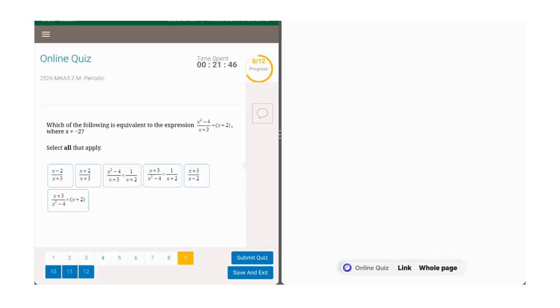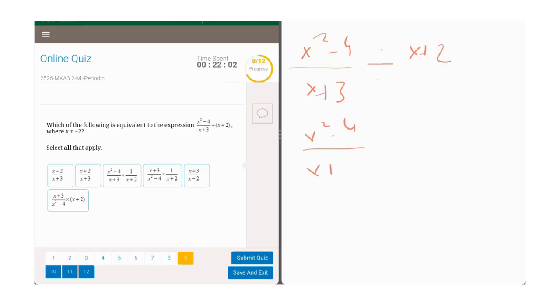For this question, we need to be careful about the keep, change, flip. We have x squared minus 4 over x plus 3 divided by x plus 2. Keep, change, flip, we keep the first fraction the same, change the division into multiplication, and flip this last fraction. When it's not a fraction, it's technically just over 1, so we can flip these two around, so it will be 1 over x plus 2.